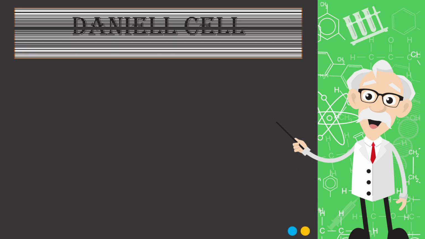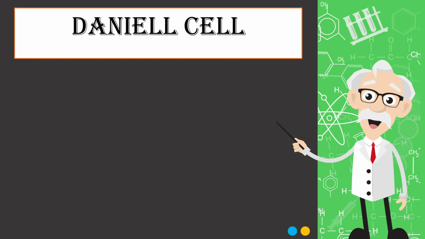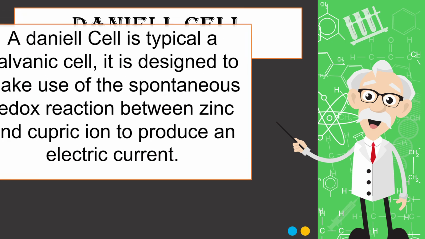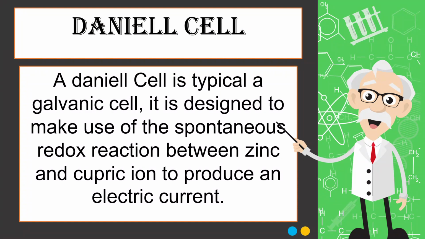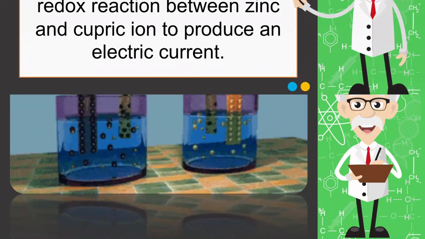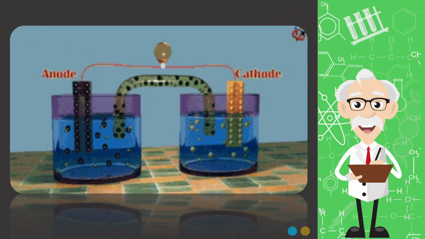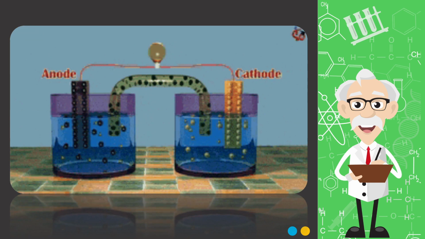Let's move further to the application of redox reaction, which is a Daniell cell that I told you earlier in the introductory slide. So now let's discuss the definition of the Daniell cell. A Daniell cell is typically a galvanic cell. It is designed to make use of the spontaneous redox reaction between zinc and cupric ion to produce an electric current, which is important.